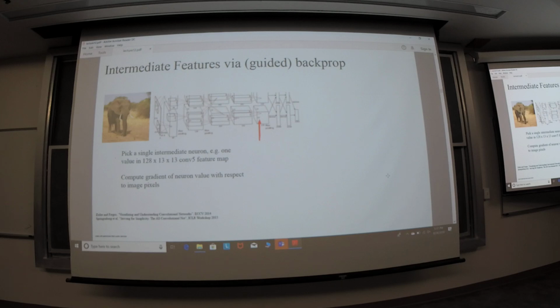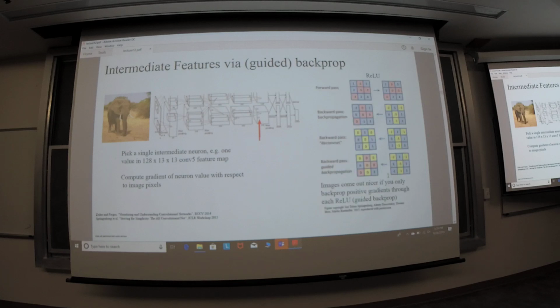Okay, so getting on with another method, which is known as guided backpropagation. The idea here is also quite similar: you pick a single intermediate neuron and then compute the gradient of that neuron with respect to the image pixels, and then generate or synthesize an image that helps you find out what content in the image is leading to the activation of a particular neuron, or you could say a particular content in a feature map, right?